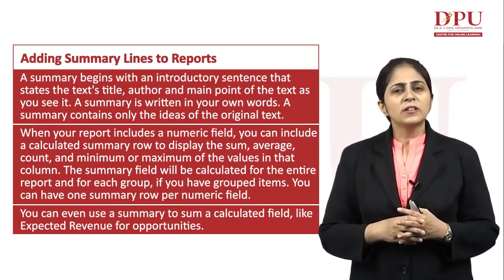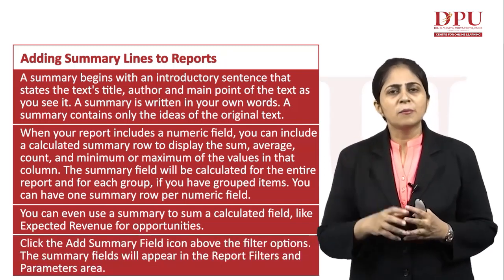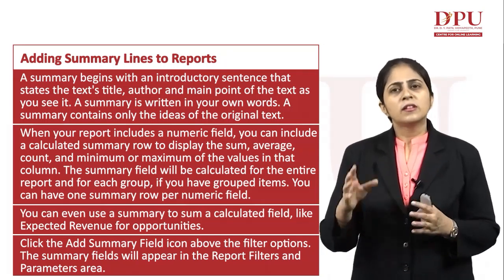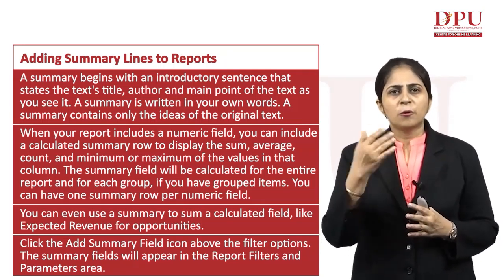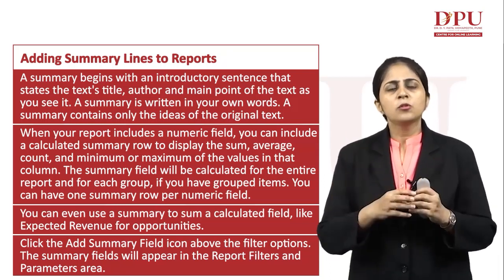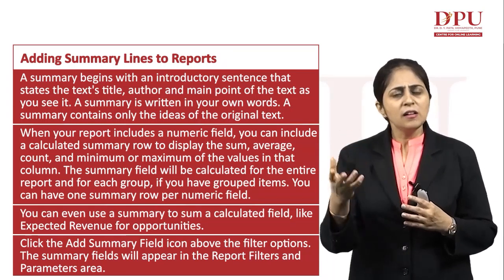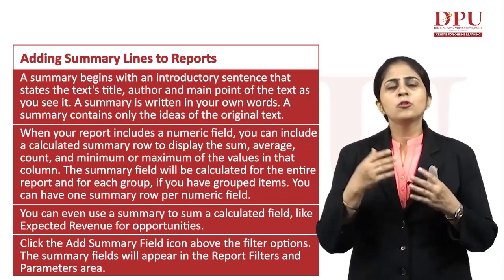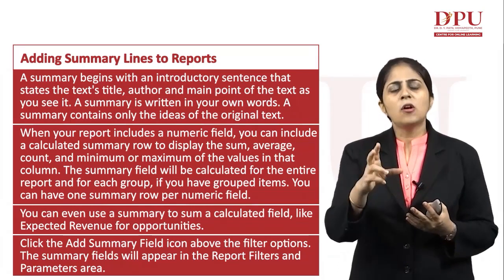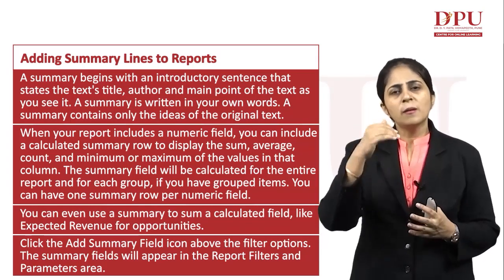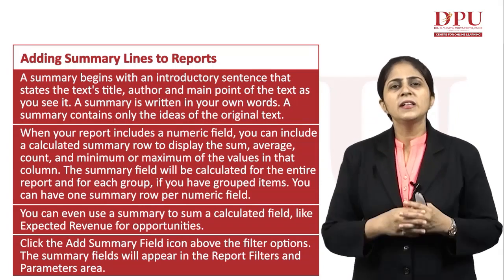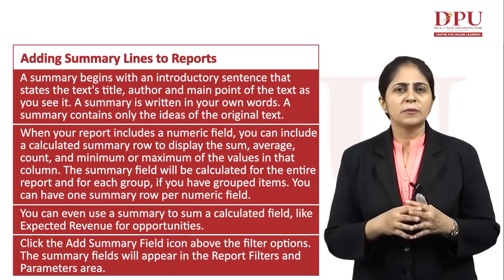What do you have to do for this? Click the Add Summary field icon above the filter option. The summary field will appear in the report filter and the parameter area. So when you want to apply this summary field onto your reports, you have to click on the Add Summary field icon, which is above the filter options. And the summary field will appear in the report field and the parameter area.